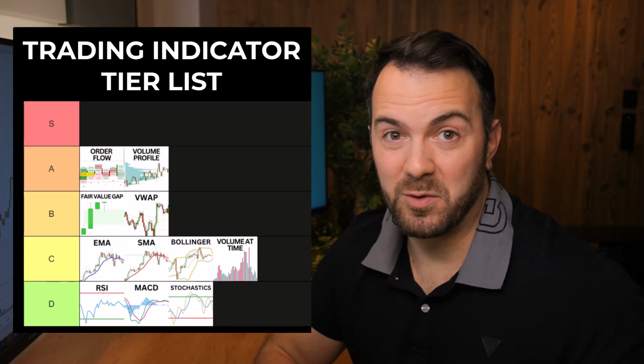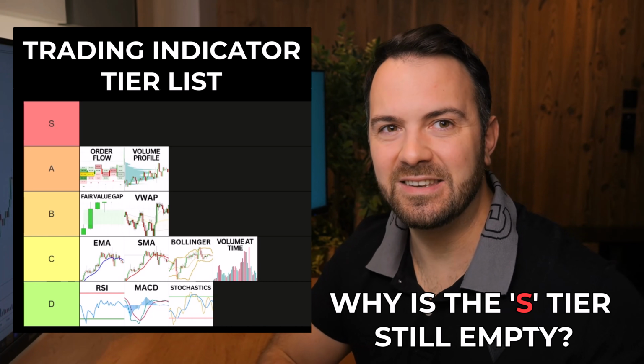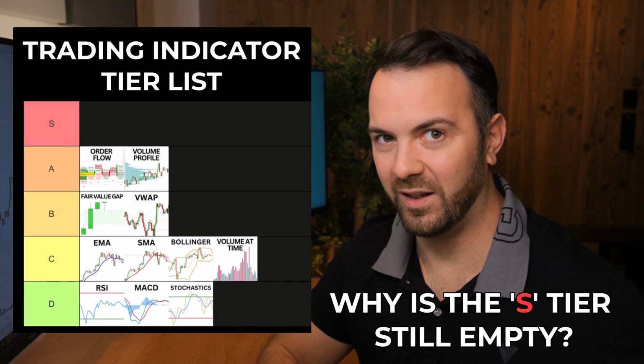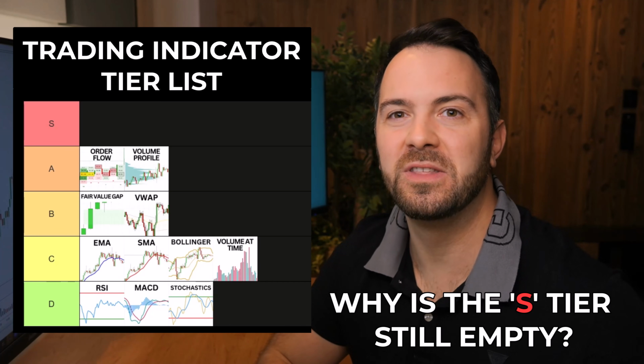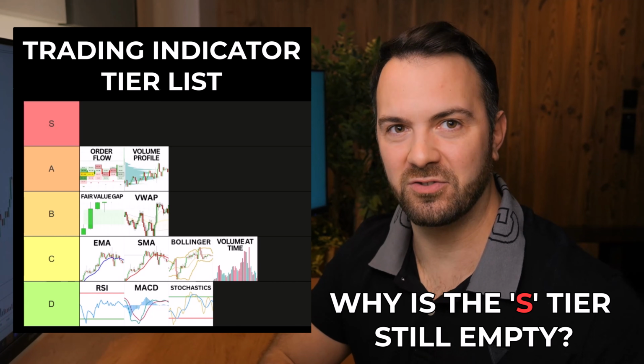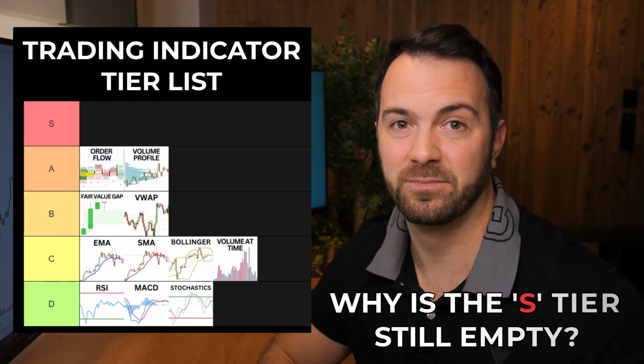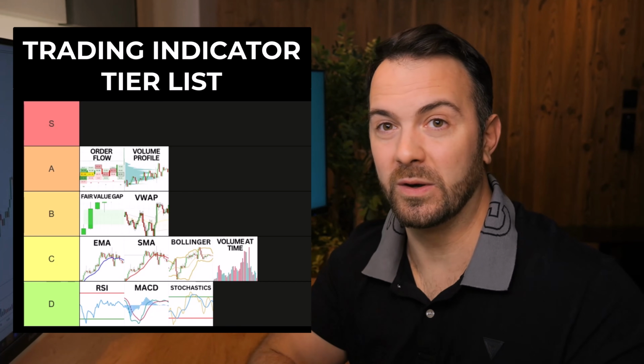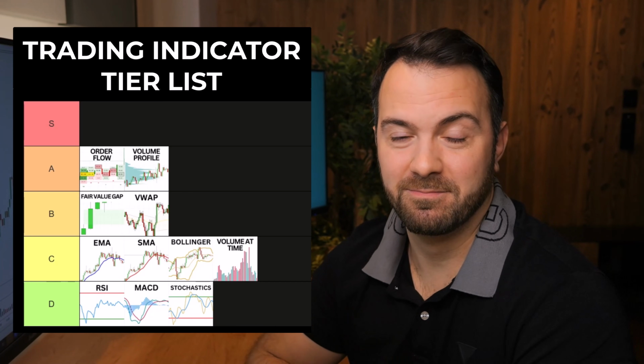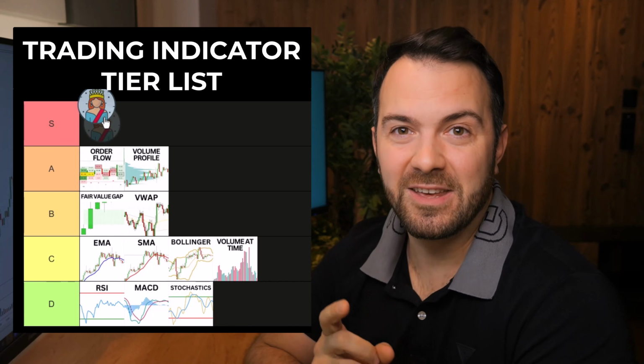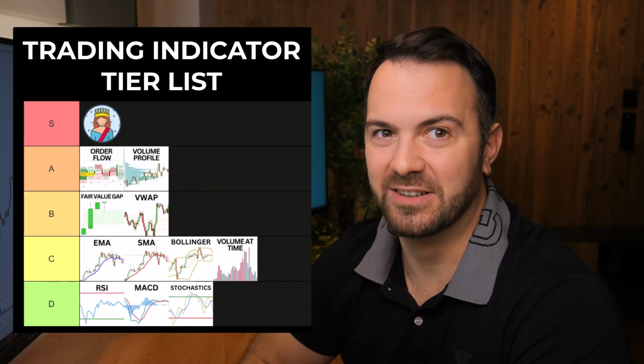All right, now you might be wondering, why is the S tier still empty? Well, it's simple. None of these indicators are correct 100% of the time. There's only one thing that's always right, and that's my wife, or your wife. And they go straight into the S tier.